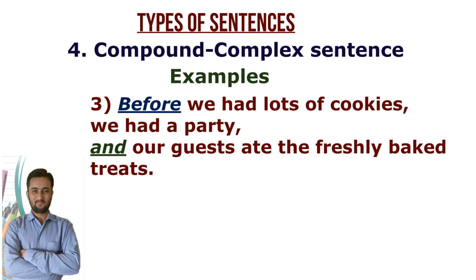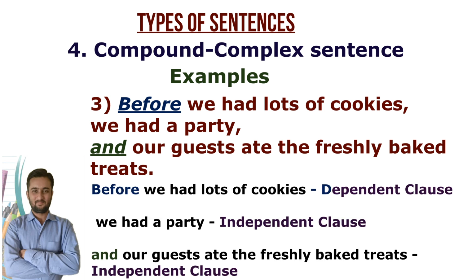Here three sentences. First one, we had lots of cookies. Second one, we had a party. And third one, our guest ate the freshly baked treats. So here first part of the sentence starts with the word before, and before is a subordinating conjunction word. So this part is called dependent part. Second one is we had a party. So this part is called independent part because it is not started with a subordinating word.